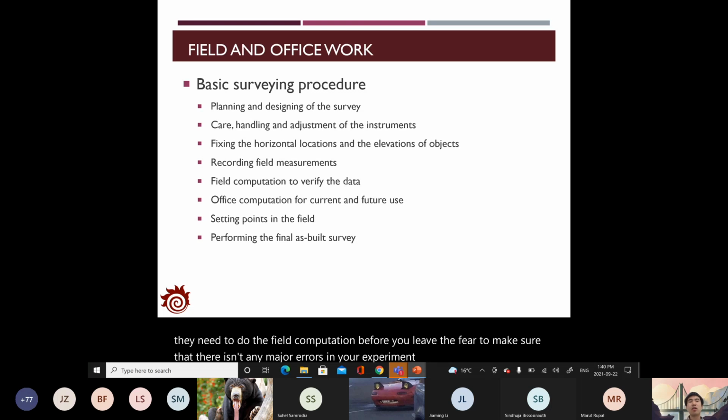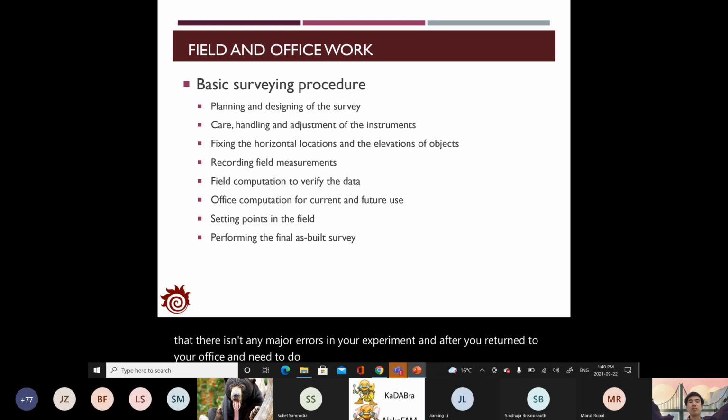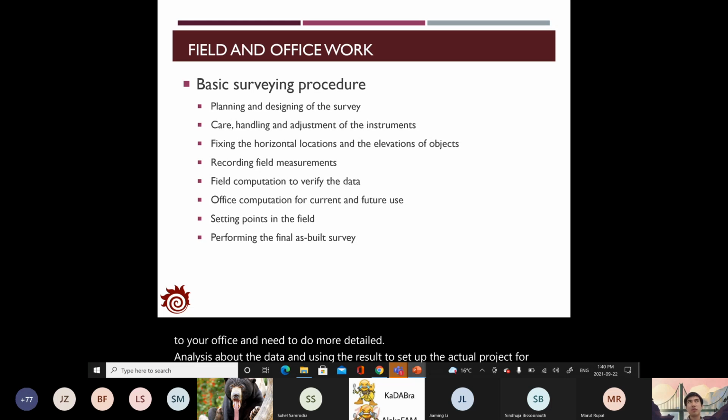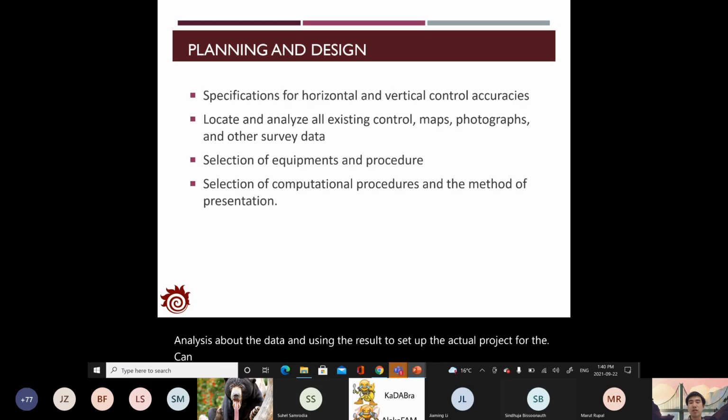After you return to your office, you need to do a more detailed analysis of the data and use the result to set up the actual project which can use your surveying result.